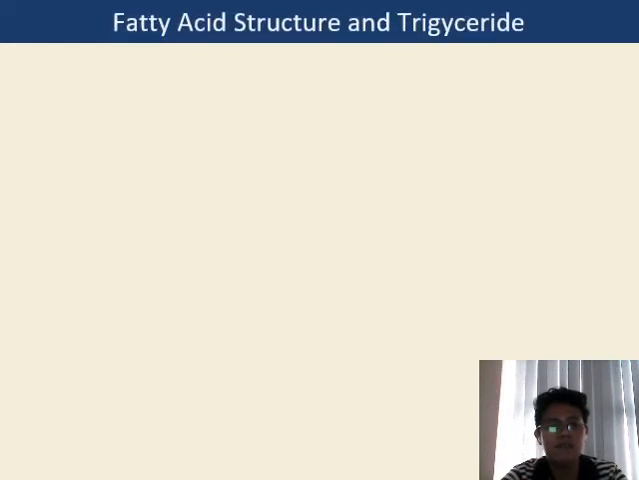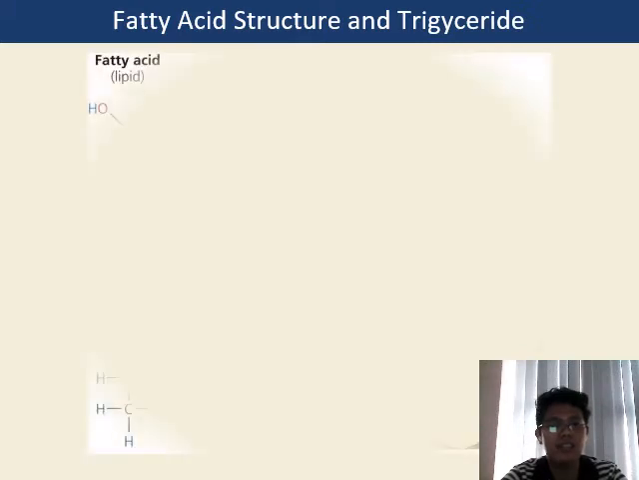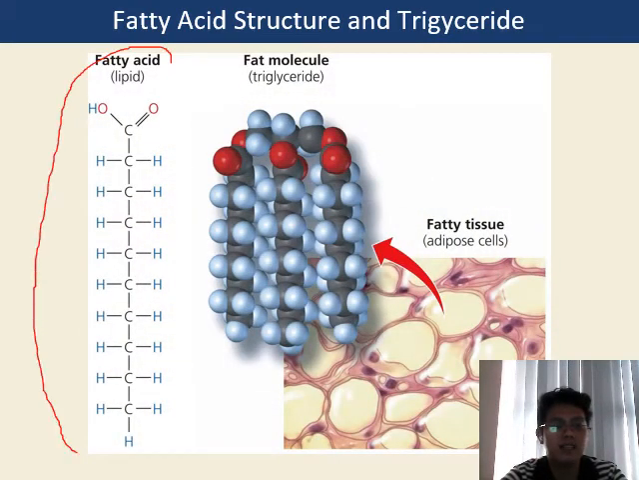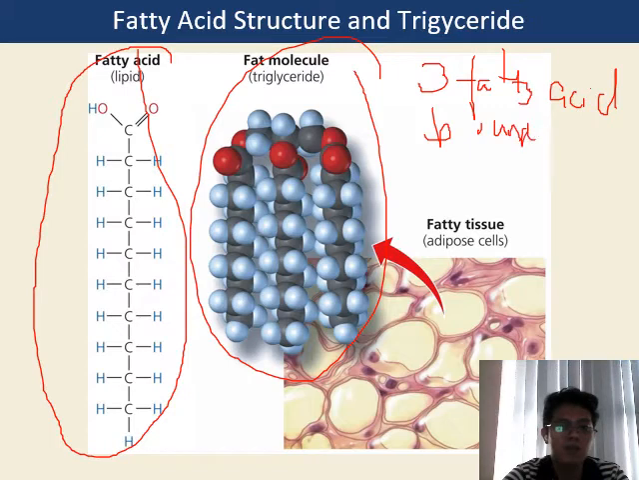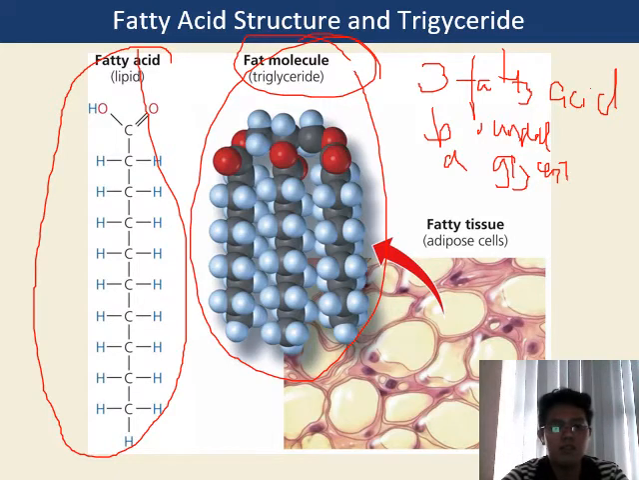And we also have another complex macromolecule, a fatty acid structure and triglyceride. So here it's the structure of a fatty acid or lipid, and this fat molecule is just a composition of 3 fatty acids bound to a glycerol, and this is called the triglyceride. So a triglyceride is what composes a fatty tissue or adipose cells.